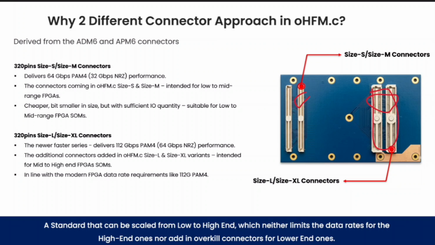Since they target different requirements, for example, the 320-pin size S and size M connector can support up to 32 gigabits per second, whereas the size L and size XL connector can support up to 64 gigabits per second. So by understanding the requirements for both mid-to-low-end FPGAs and mid-to-high-end FPGAs, we planned two kinds of connectors in the architecture.